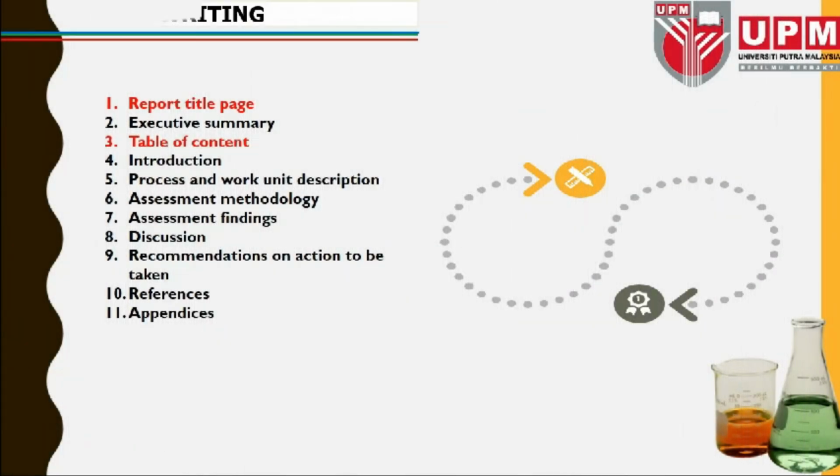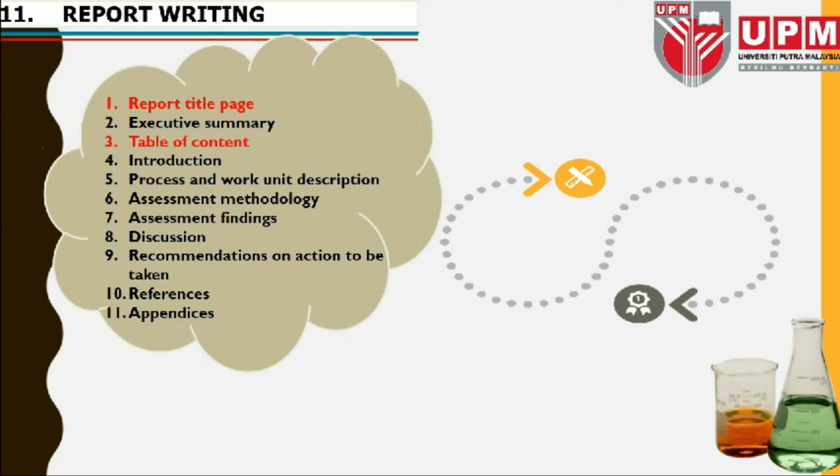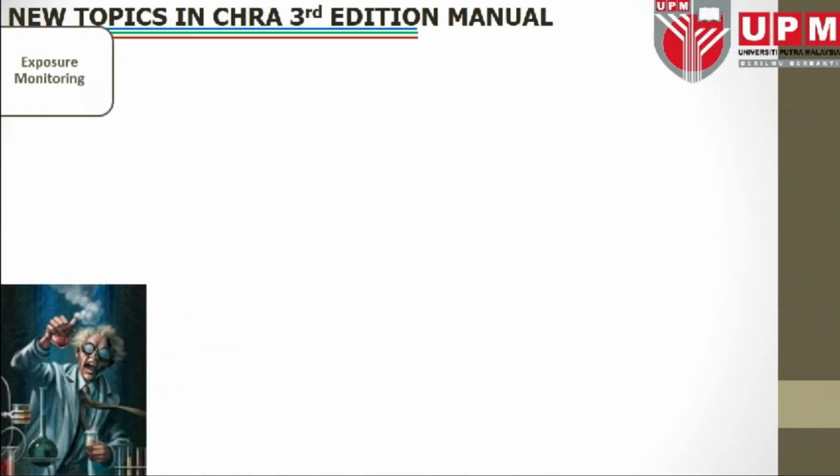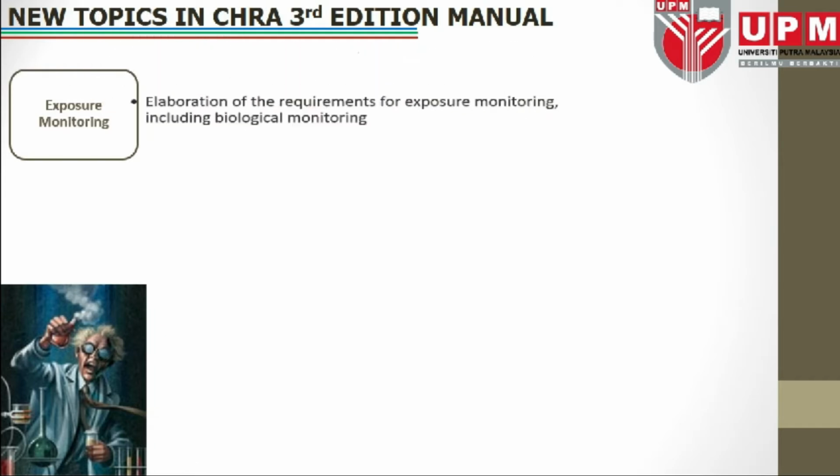The difference between the second edition and the third edition in report writing is they include a report title page and table of content in the third edition manual of CHRA. There are 4 new topics that were added in the CHRA third edition manual.